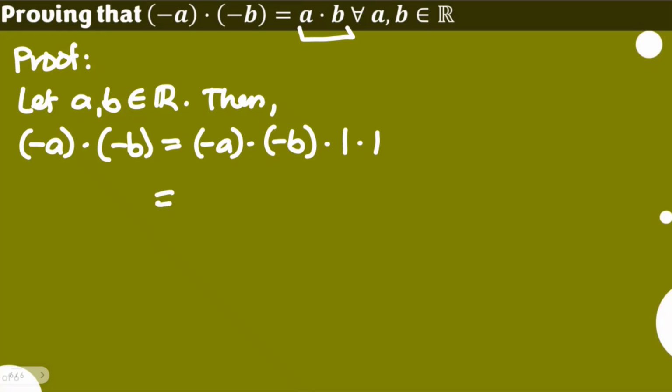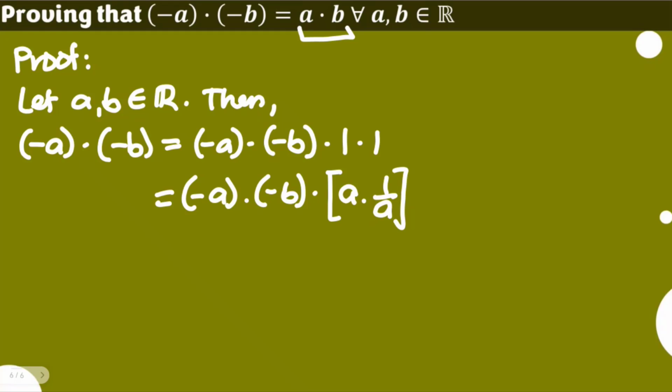Let us have negative a times negative b. Now 1 can be rewritten like this: the product of a times 1 over a. A and 1 over a are multiplicative inverses of each other, and when we multiply them, they will just result in 1. So we are not changing the value of the left-hand side. Similarly, since we have b in this form, let's also introduce b times 1 over b. Still, the product of two multiplicative inverses will result in 1.